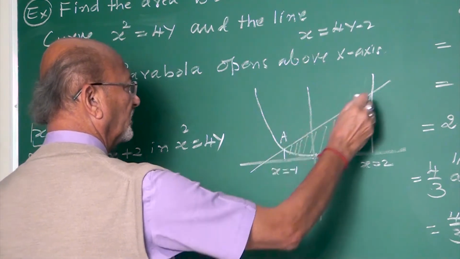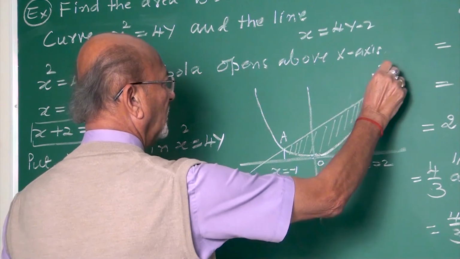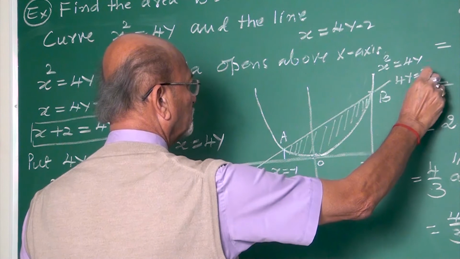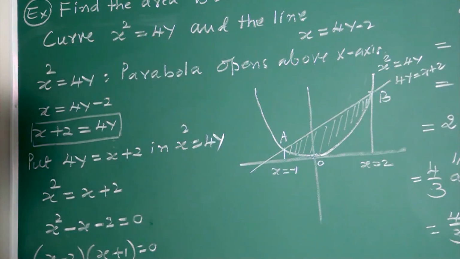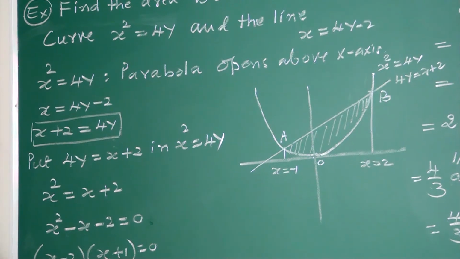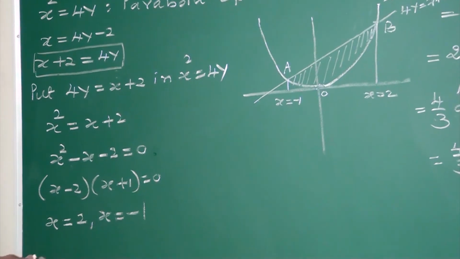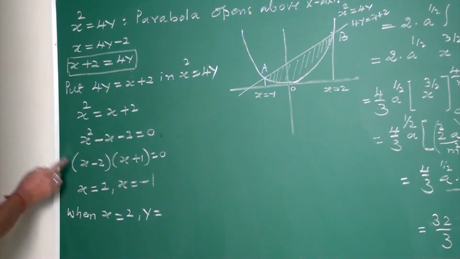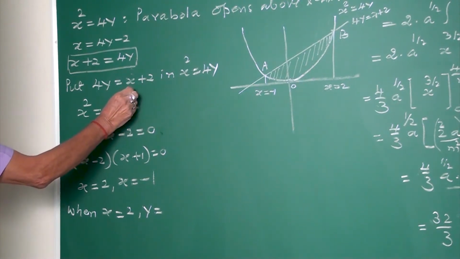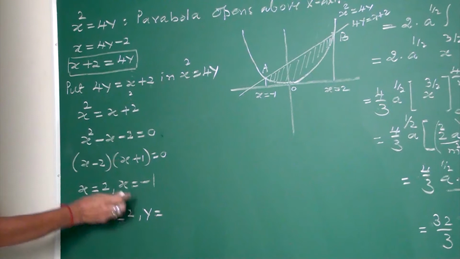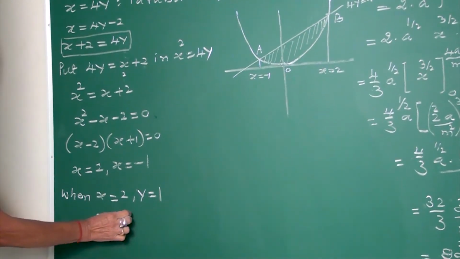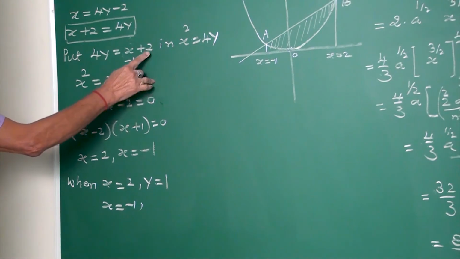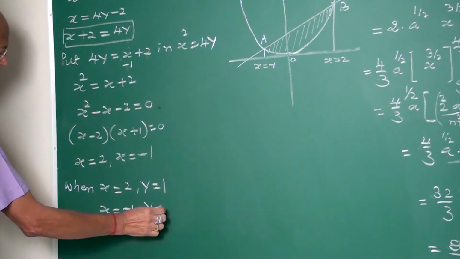You take this point as A, this point as B. This curve is x square equal to 4y, and this line is 4y equal to x plus 2. These are the limits of integration. When x is 2, we get 4y equal to 2 plus 2, which is 4, so y is 1. Next, when x is minus 1, minus 1 plus 2 is 1, so 4y equal to 1 and the value of y is 1 by 4.